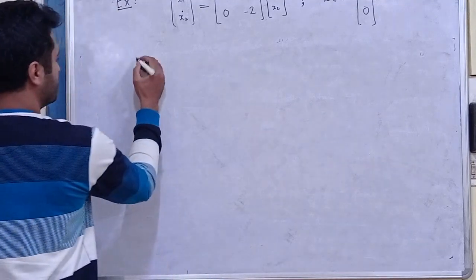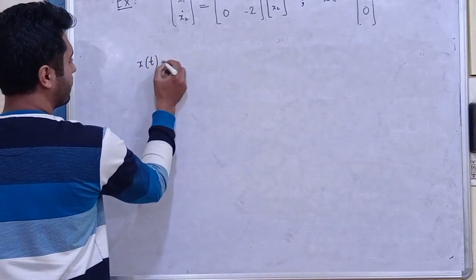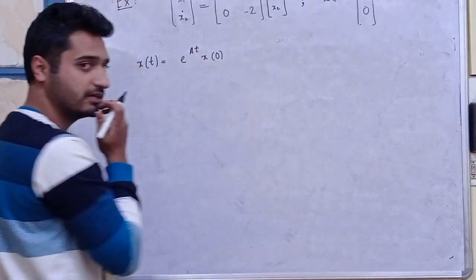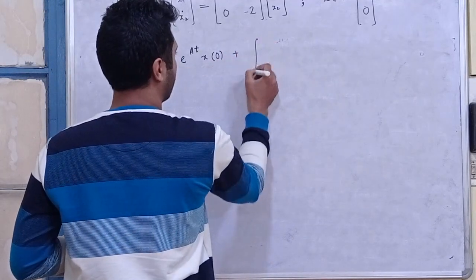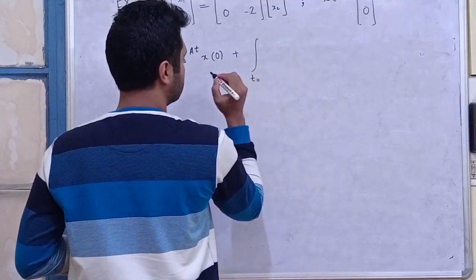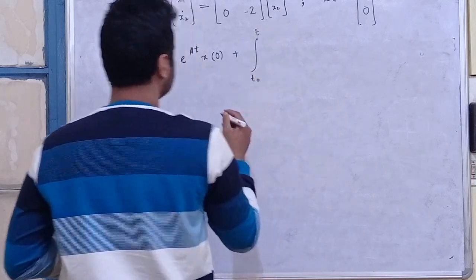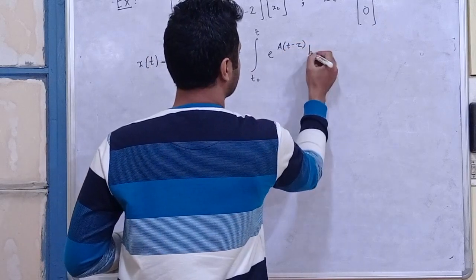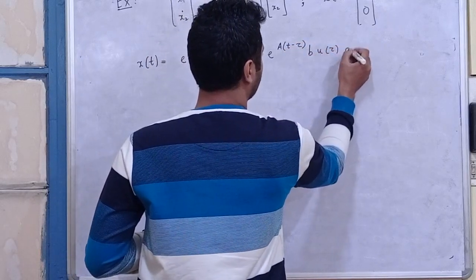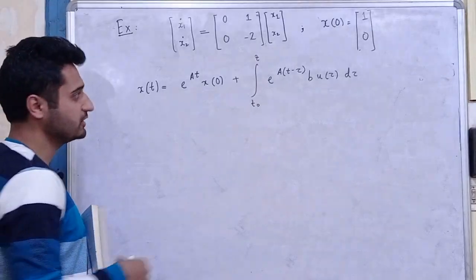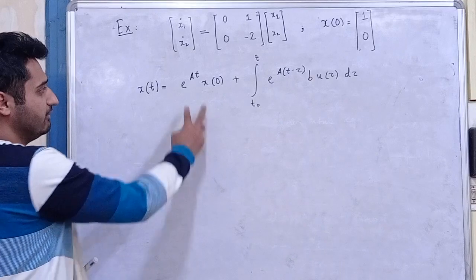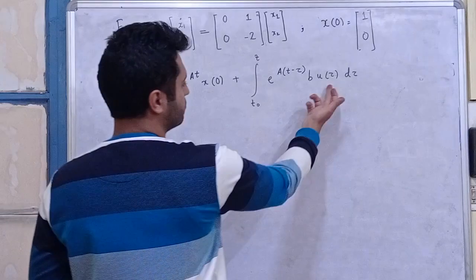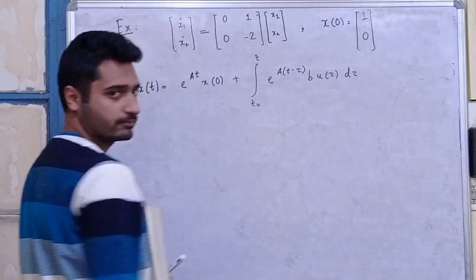What does the equation look like? X of t equals e to the power At times X naught. This is for the homogeneous part, plus the integral from some initial time t naught to t. अगर आपके पास फोर्स फंक्शन नहीं है तो खाली इतना आपका सोल्यूशन है जो हमने इवैल्यूएट किया था, e to the power At x naught, which will be a vector. Now for non-homogeneous with some force function you will be having an additional part of this.